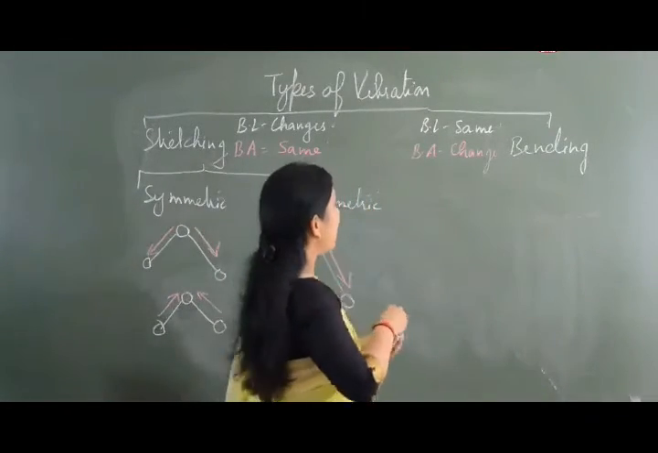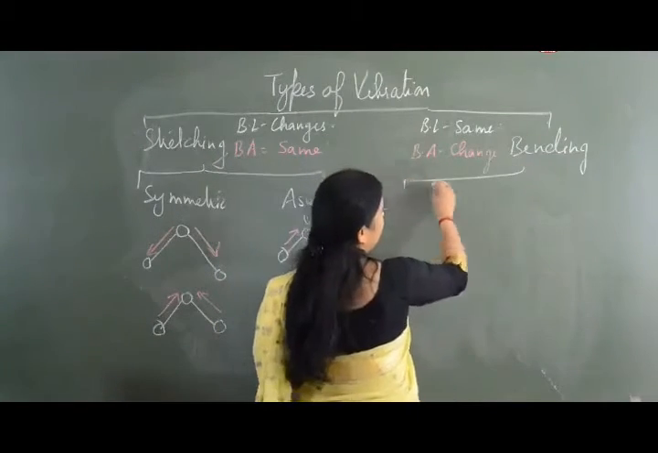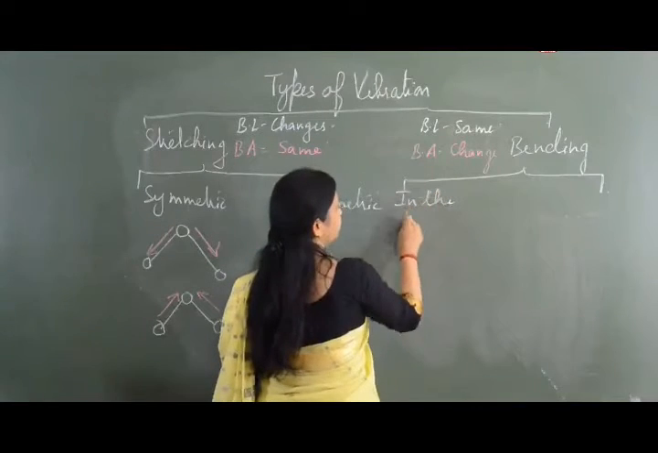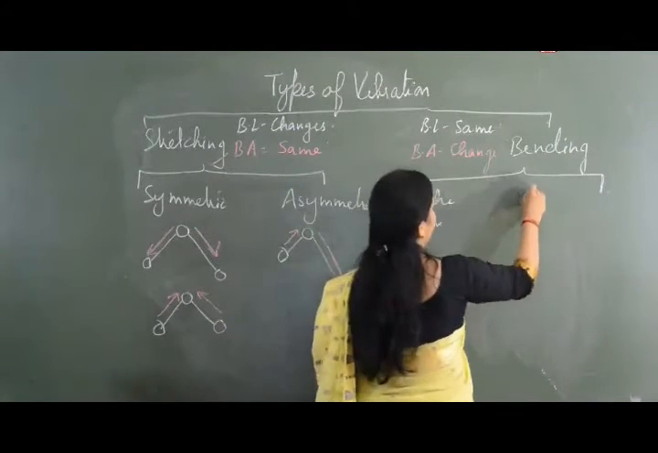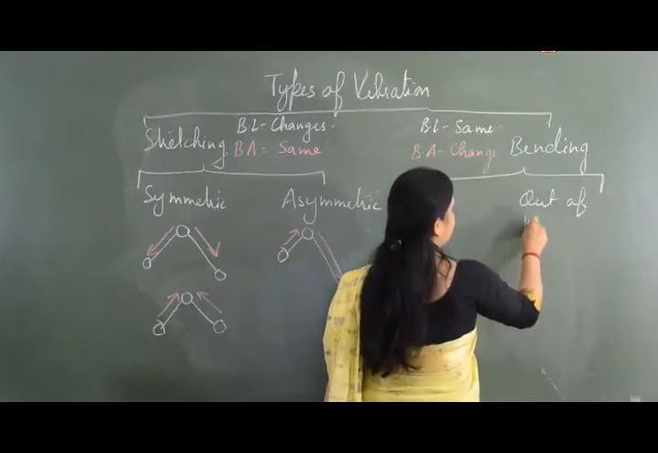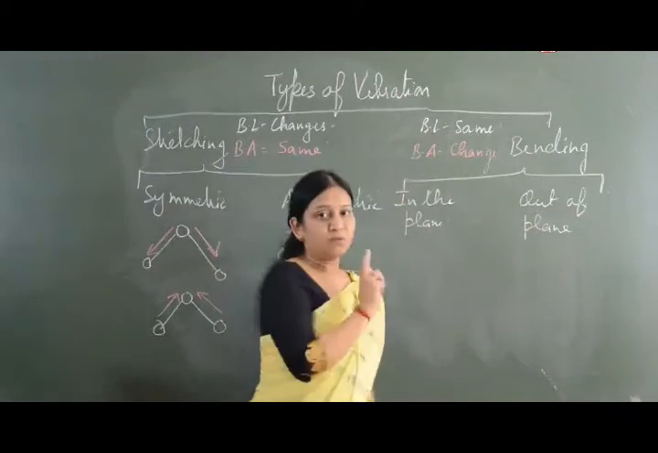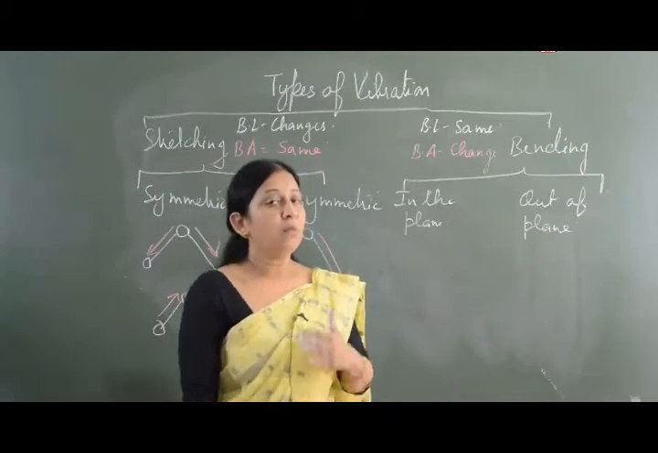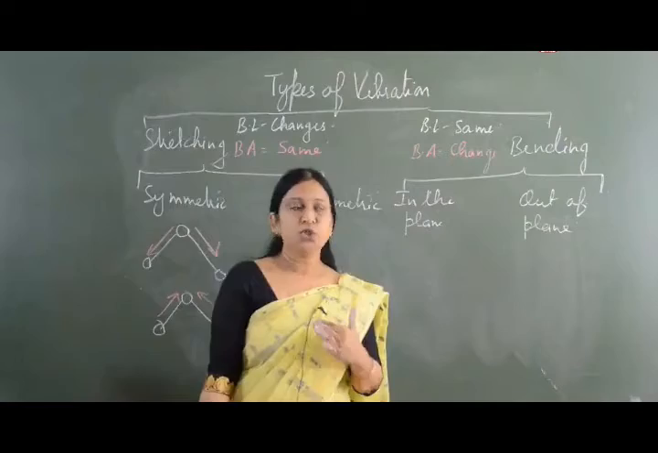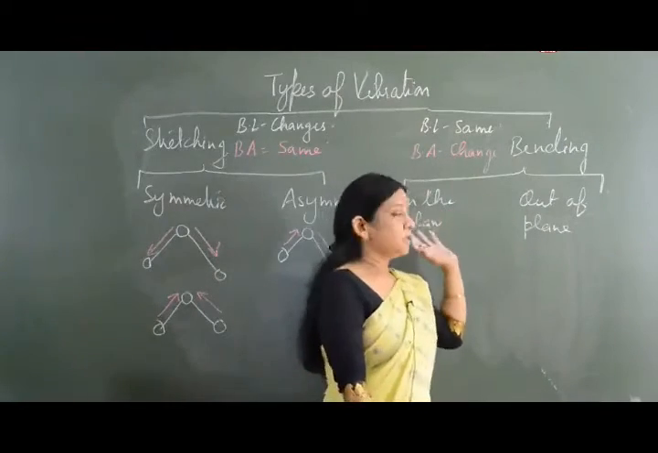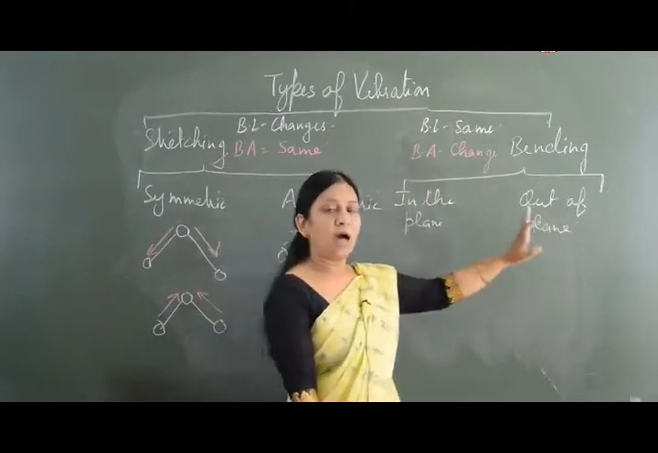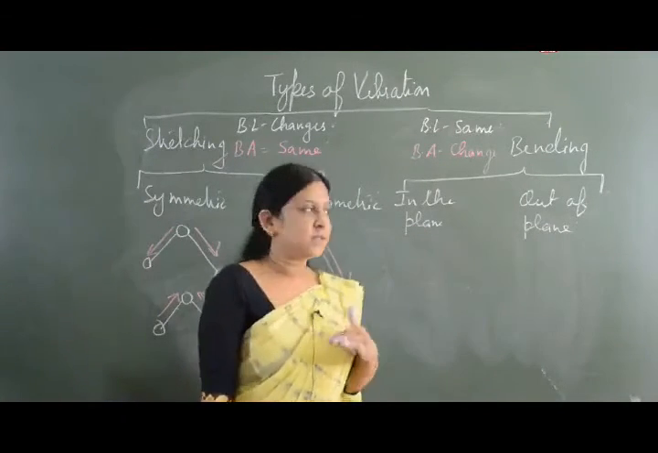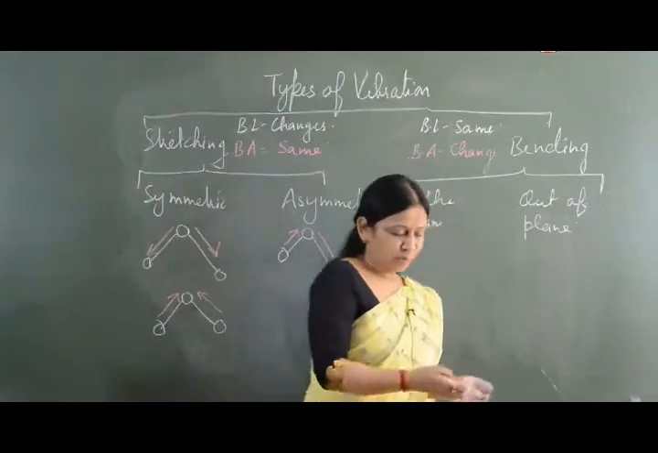Now next we come to bending, and bending is again of two types: in the plane bending and out of plane bending. What is happening in case of bending is that bond length is the same but bond axis is going to change. In the plane bending occurs at a lower frequency in comparison to out of plane bending.